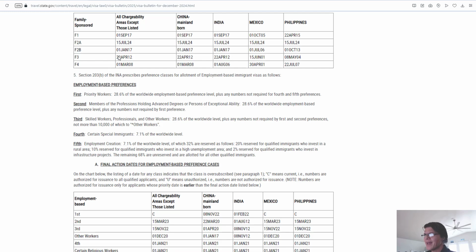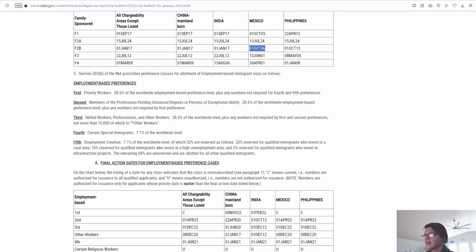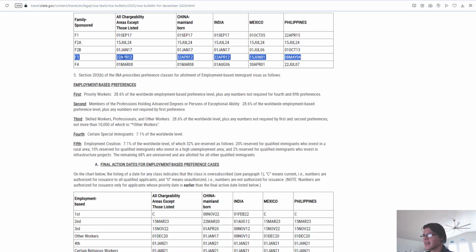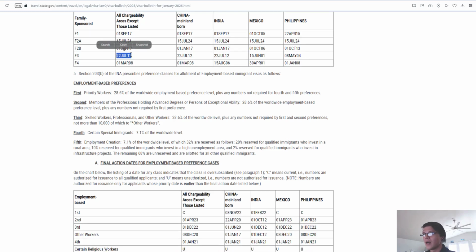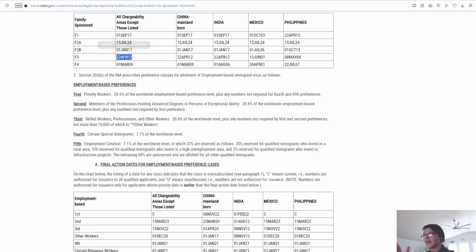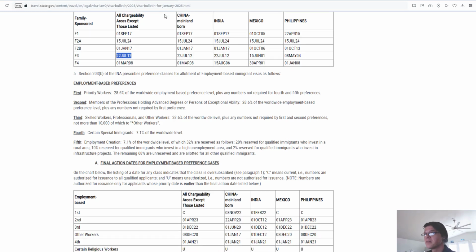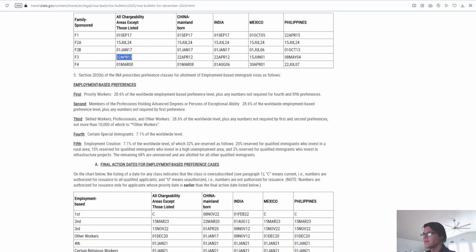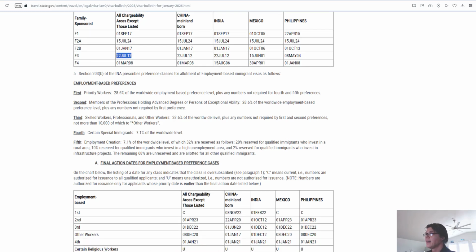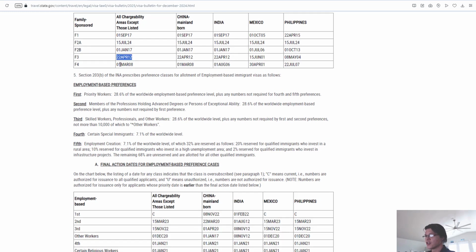Okay, let's move on to the F3. Here it is, F3. I'm gonna highlight it. Okay, so we do have some movement for F3 categories from 22nd April 2012 to 22nd July 2012. So we got April, May, June, July, so 2-3 months movement. Good stuff. Same thing for China, same thing for India. No movement for Mexico, and no movement for Philippines, unfortunately.